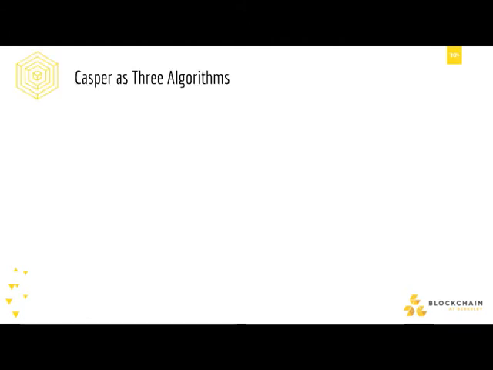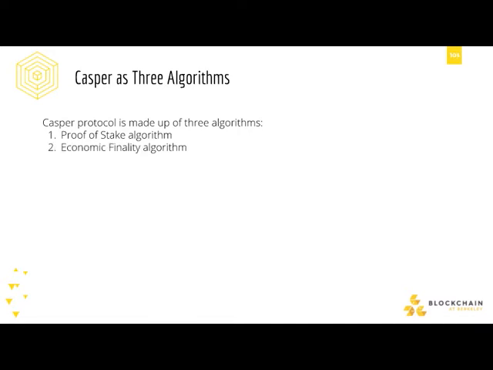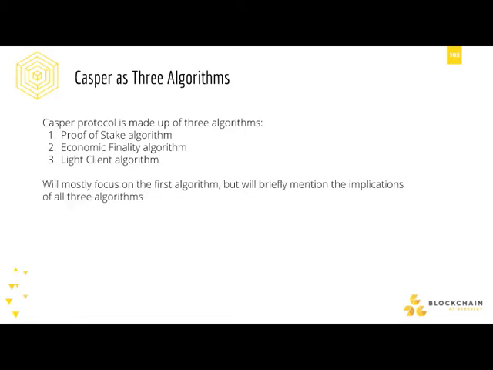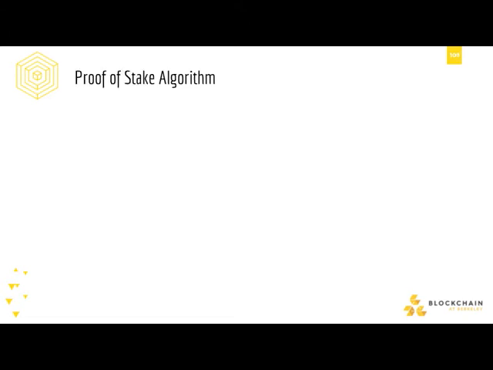Okay, cool. Casper has 3 algorithms, and the first one is the one we're going to be dealing with primarily, which is the proof of stake algorithm. It also has an economic finality algorithm and a light client / sharding algorithm. I'll focus a little bit on the implications of all 3, but the focus of today's talk is proof of stake, because this is still consensus.